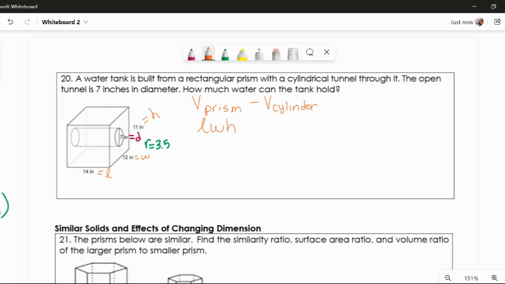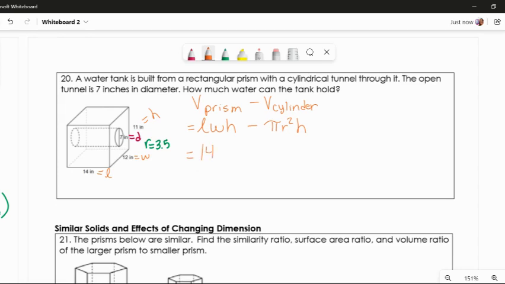Okay, you can change the way you label them. You might have them labeled differently. It'll still work out the same. Okay, minus the volume of a cylinder is pi r squared, that's the area of the base, times the height, pi r squared h. All right, so we've got our plan. Let's plug into our formula and see what we get.